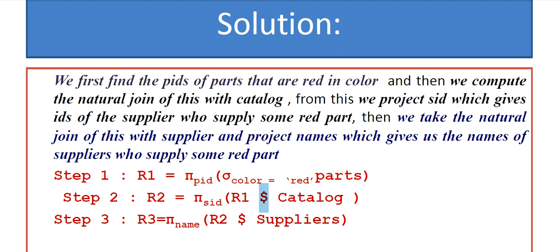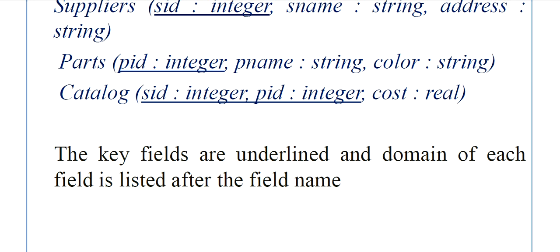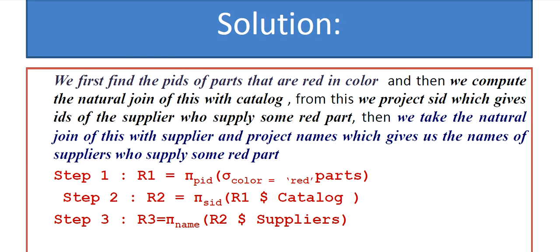From that I am extracting SID. As you have seen, in the catalog we have SID, PID, and cost. We don't have the S name, so we need to extract the SIDs from that. That's why I am applying pi SID. These SIDs are actually those suppliers who are providing the red color parts. Now that is being stored in R2.